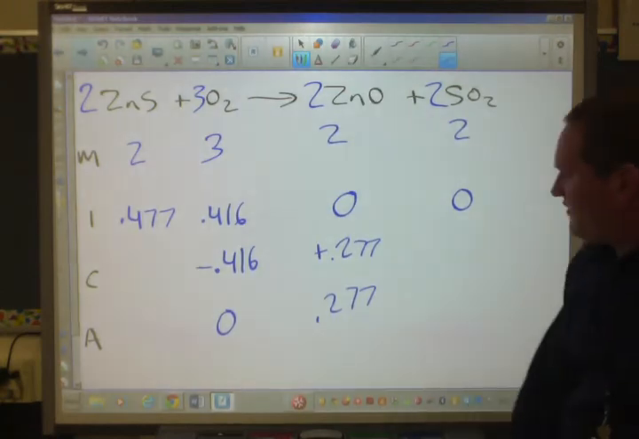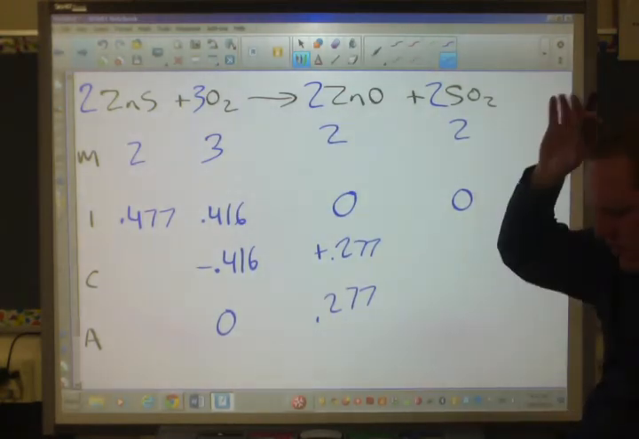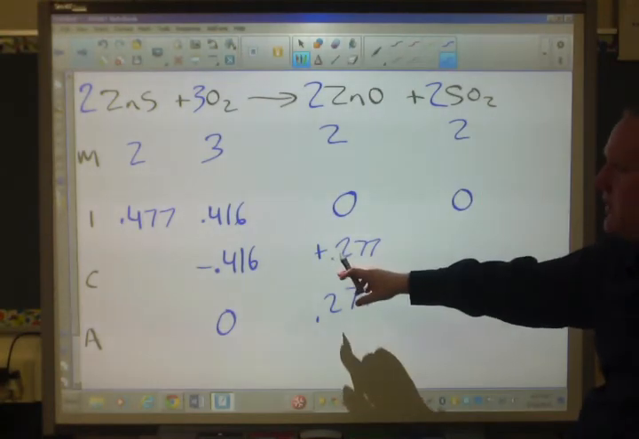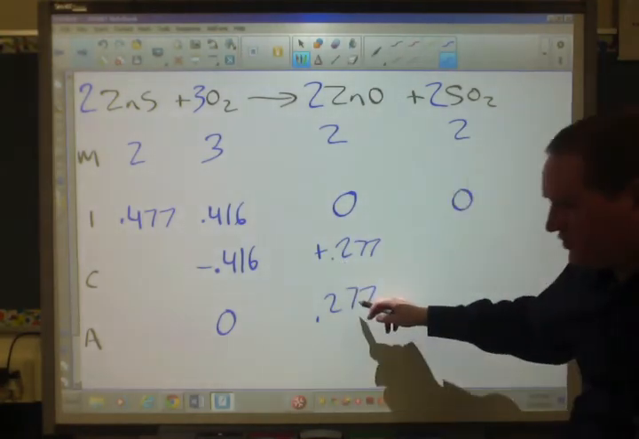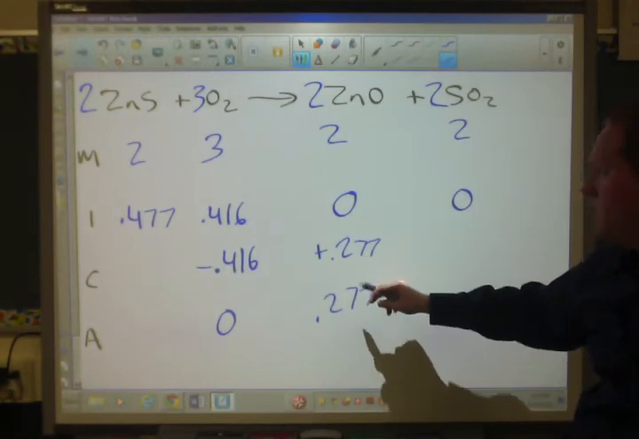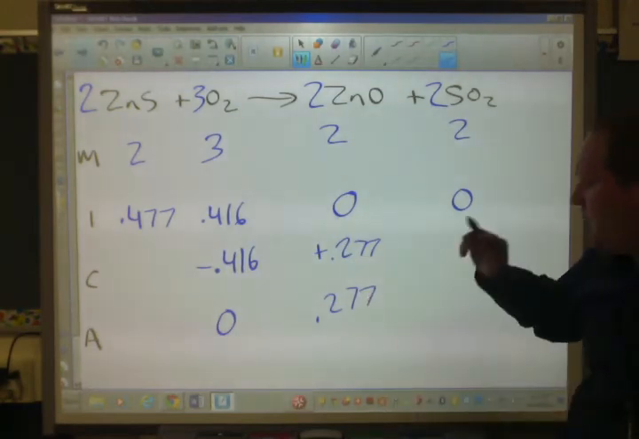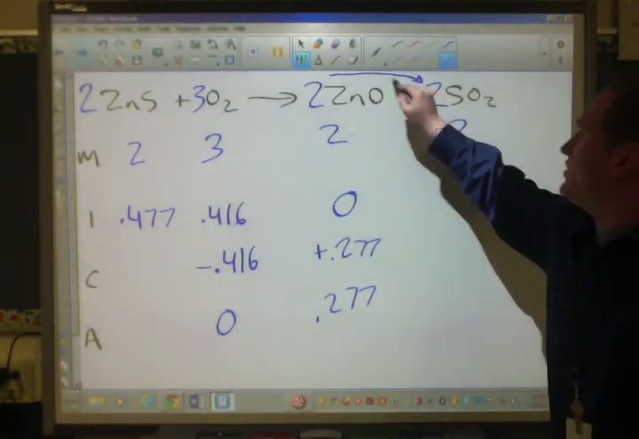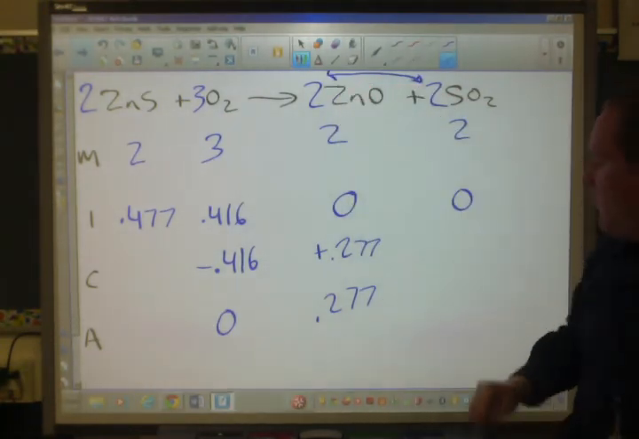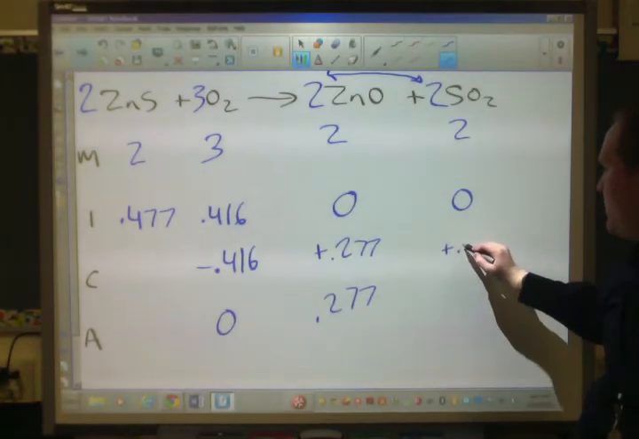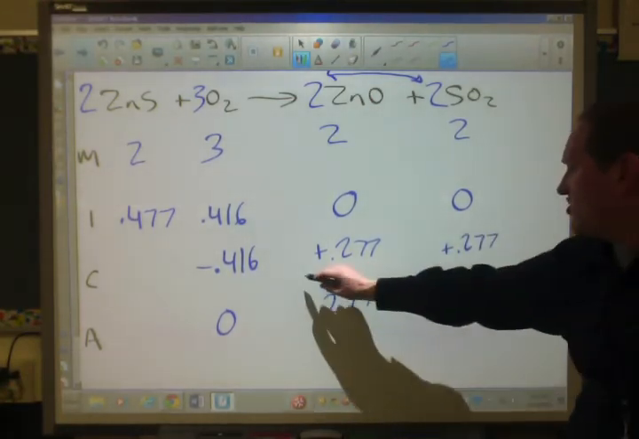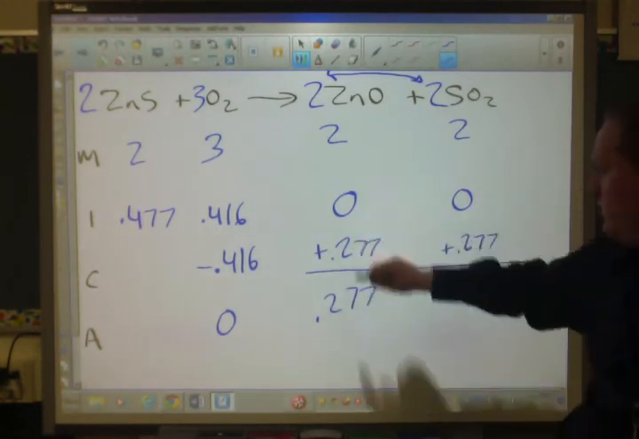This is actually going to be fairly easy now. Hint, look for mole ratios when you see them. What I mean by that is this. I know that I'm going to produce 0.277 moles of zinc oxide. So if I produce this many moles of this, notice the mole ratio here, 2 to 2. I'm going to produce an equal number of moles of this, plus 0.277, 0.277.